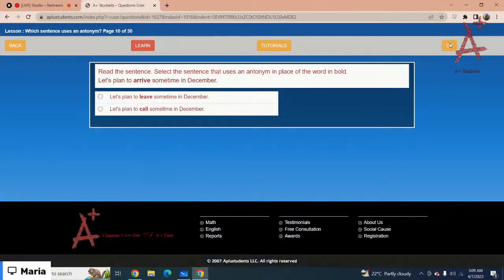Let's plan to arrive sometime in December. So which is the correct option? Yes, arrive and leave. Got it? So it would be let's plan to leave sometime in December. That would be the second, that would be the correct option.